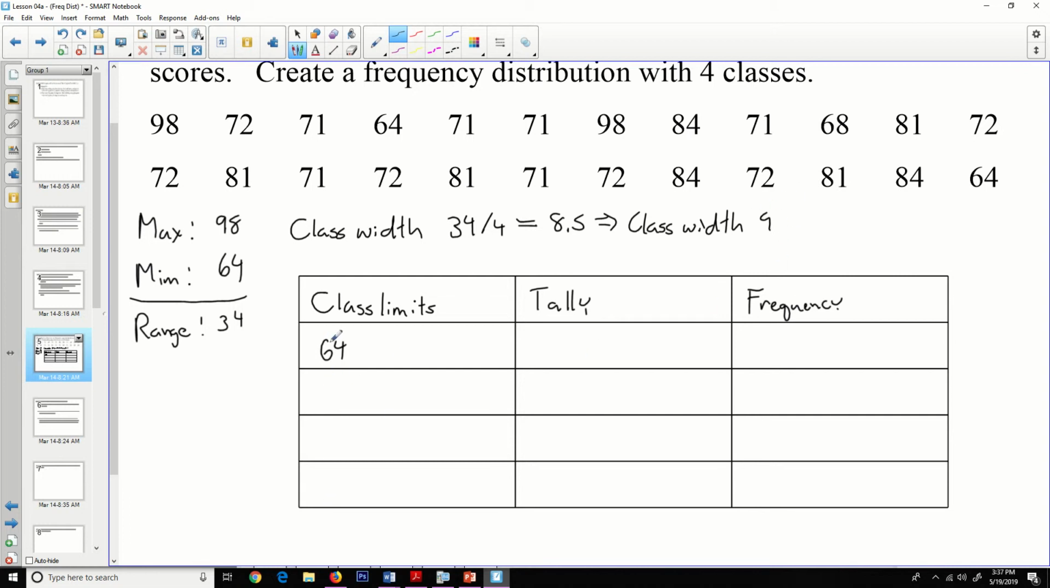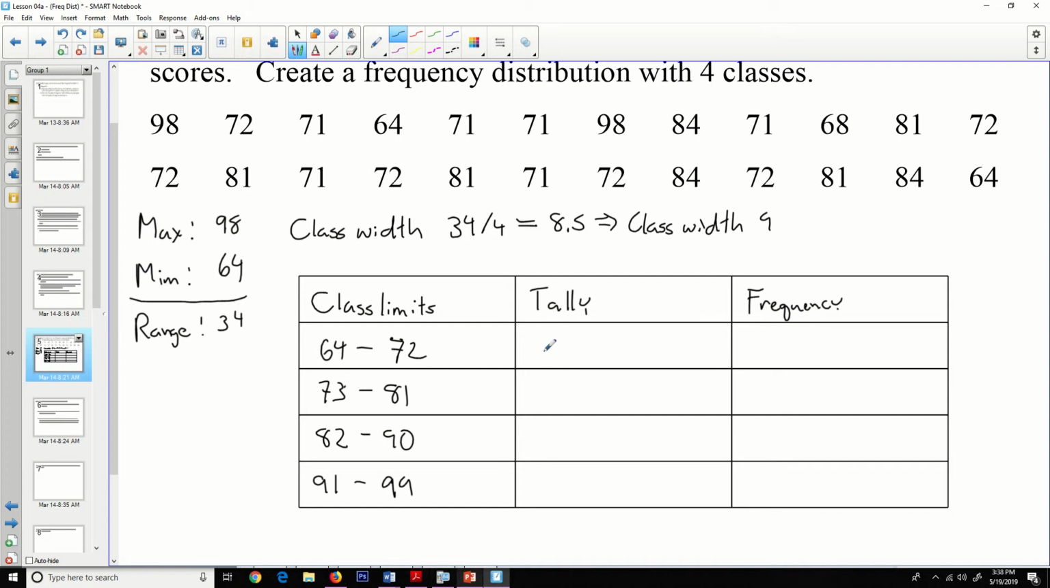So we're going to go 64 and 9 is 73. 73 and 9 is 82. 82 and 9 is 91. Now the first upper limit is going to be 1 less than the second lower limit. So 1 from 73 is 72. And then we could just do the same thing. 72 and 9 is going to be 81. 81 and 9 is going to be 90. 90 and 9 is 99. And we are good. And we have our limits here.